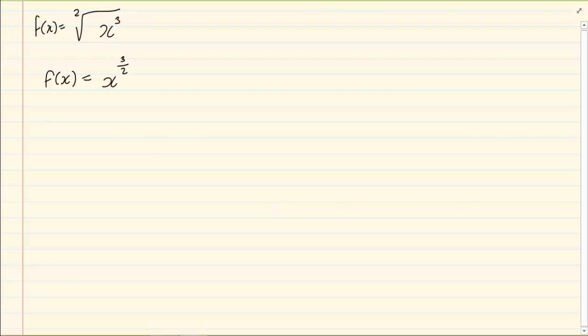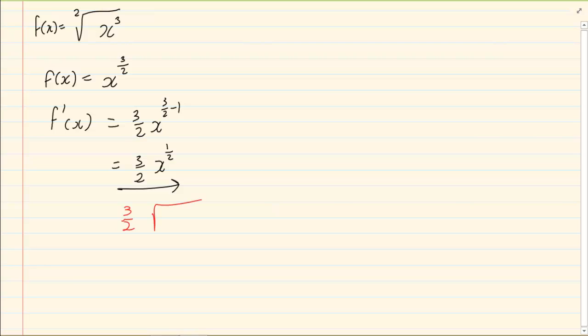Now, once it's changed to a non-root, then we are going to do derivative, which means bring the 3 over 2 in front, x to the power of 3 over 2 minus 1, giving us 3 over 2 x to the power of 3 over 2 minus 1 is a half. Now you can leave your answer in that form, but if you want to change it, the 3 over 2 is outside the root, the x is your base, that's inside, inside over outside. So the top is inside, the bottom is outside, but your whole number is outside.